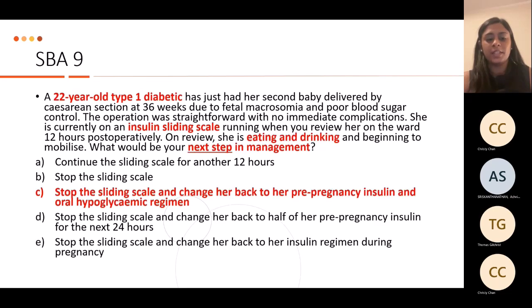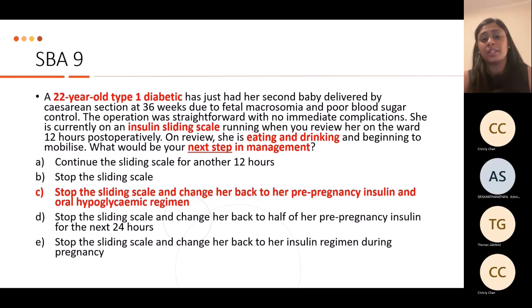So the correct answer is C, stopping the sliding scale and changing her back to her pre-pregnancy insulin and oral hypoglycemic regimen. The reason for this is that she's a type 1 diabetic and she was on an insulin sliding scale for the delivery process because she wouldn't normally be eating and drinking during that time, and she's had a cesarean section in this case, so an operation. Generally speaking, these women will be eating roughly 6 hours post-operatively.